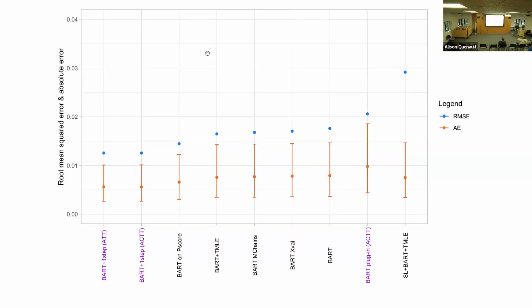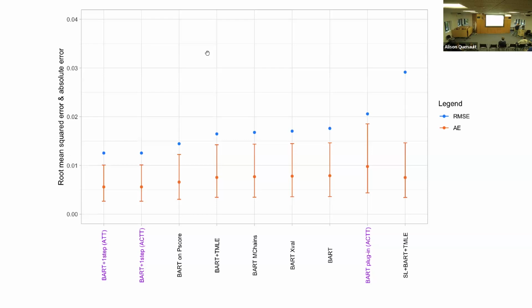Let me ask, I would have thought the BART plus TMLE would be close to the answer that you got for the BART plus one step. Well, we're doing a very similar thing to TMLE. But I suppose the uncertainty is not. Well, TMLE is aiming at the same thing, but it's doing it in a frequentist way rather than a Bayesian way.